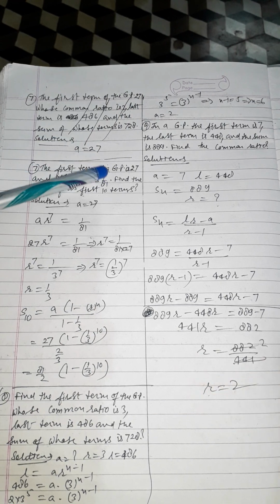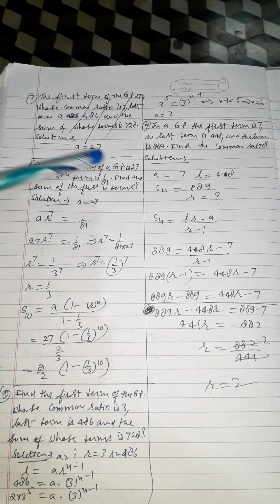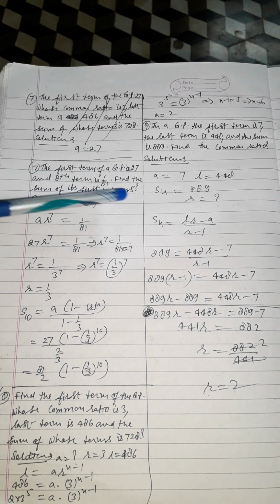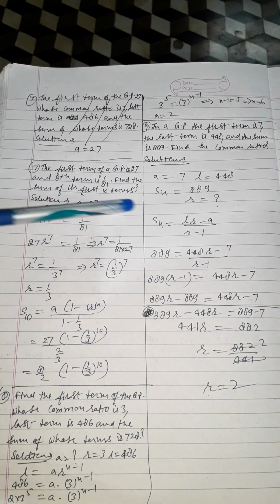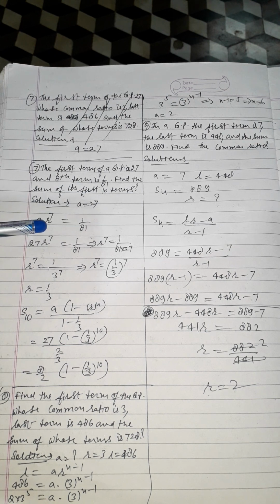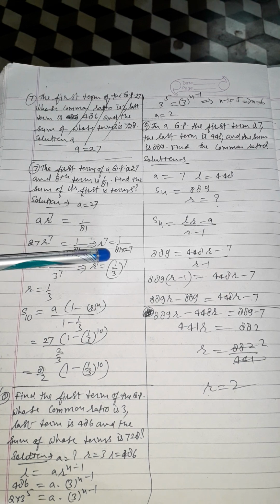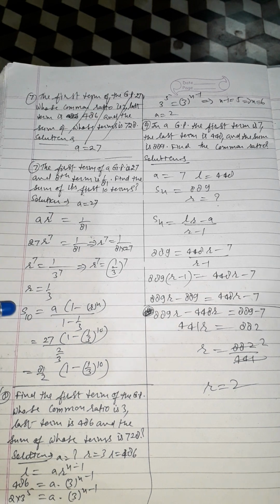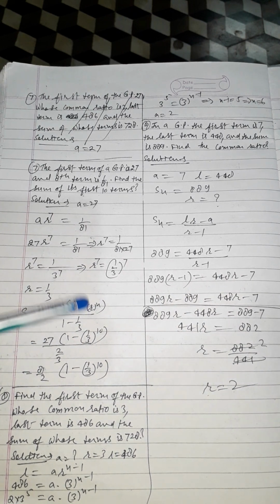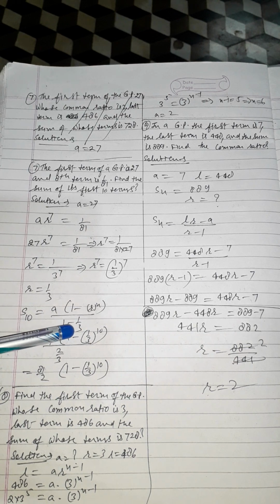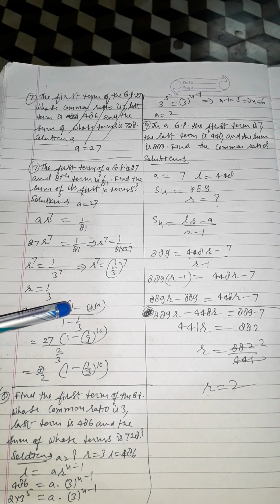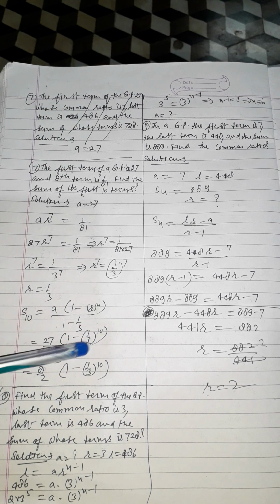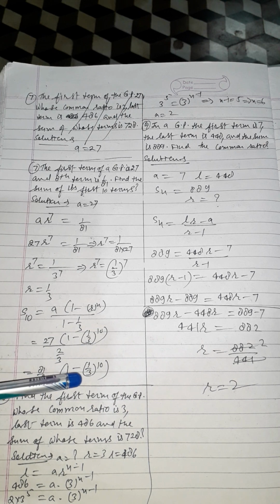The first term of the GP is 27 and the 8th term is 1/81. Find the sum of the first 10 terms. Solution: a is equal to 27, ar^7 is equal to 1/81, 27 r^7 is equal to 1/81, r^7 is equal to this one. Then r is equal to 1/3, then S10 is equal to a(1 minus r^n) upon 1 minus r, which is 27 (1 minus (1/3)^10) upon 1 minus 1/3, 27 into 3/2, which is 81/2 (1 minus (1/3)^10).